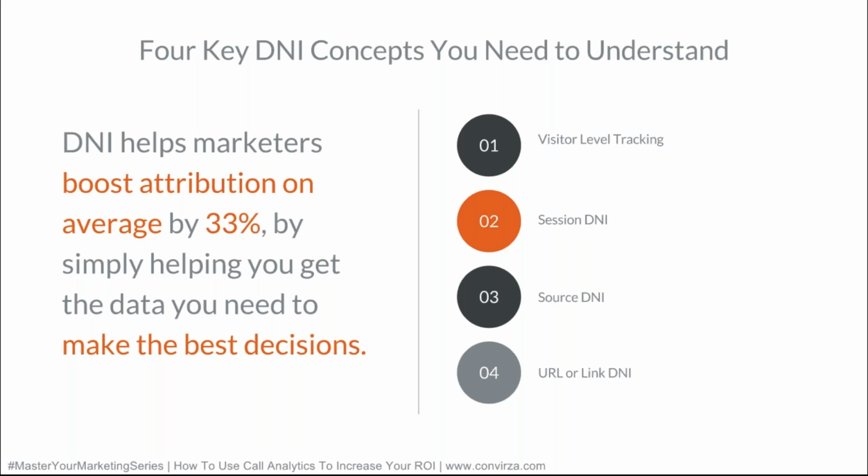But what we find customer after customer is that implementing DNI is basically a guaranteed way for you to improve your attribution by about 33%. I've seen it fluctuate much higher than that for some clients, and for others, it's lower. But when we averaged out the data based on the study that I did recently with our clients, that number really hovers right around 33%.